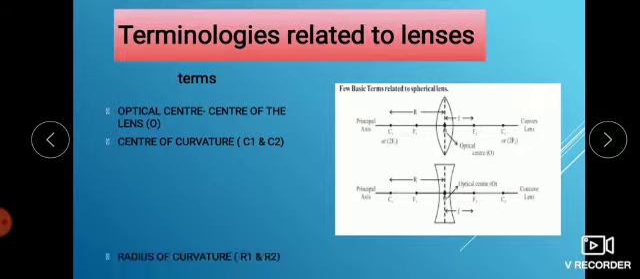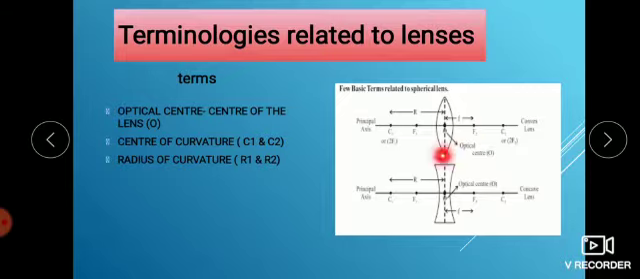Then radius of curvature. Here you have radii of curvature. That is, you have two radii because you have two spherical surfaces. Two spherical surfaces means two centers, and two centers means two radii of curvature. One radius of curvature is from the center of the sphere to the center of the lens. Same way for this surface there will be a radius. So together you have two radii of curvature, denoted by R1 and R2.